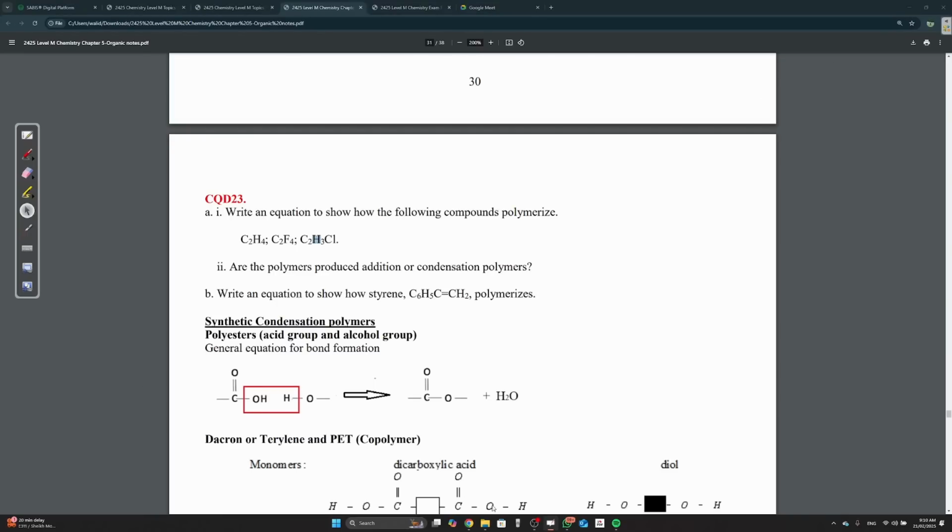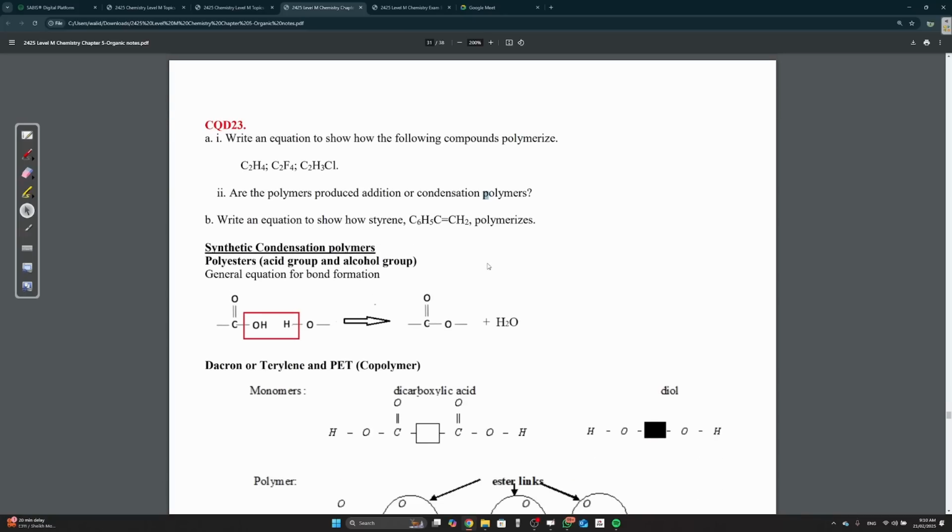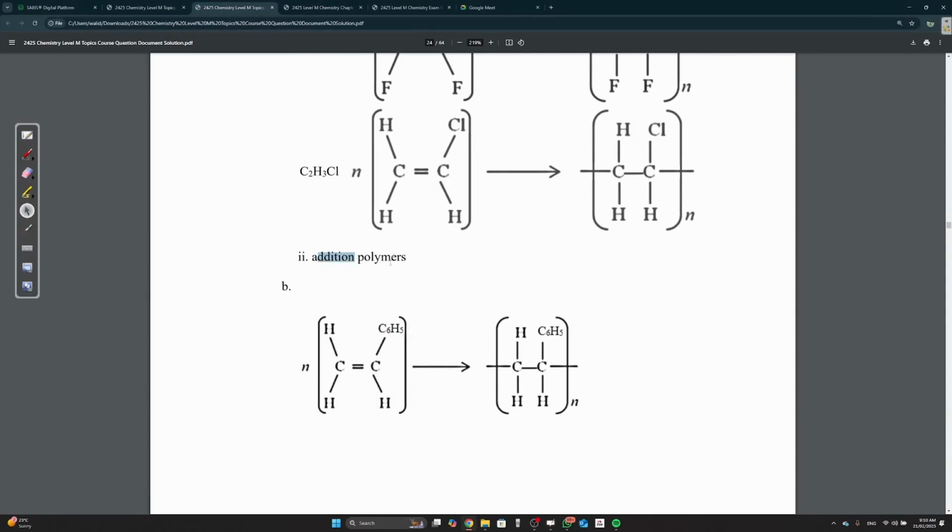I just solved exercises. Are the polymers addition or condensation? Of course, they're addition. Why are they addition? Because a carbon double bond is being broken to form a single one. Okay, so let's take a look at the solution here. Question 23. They're addition polymers.